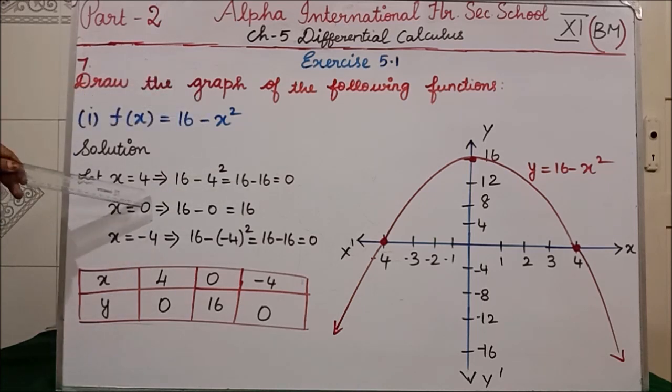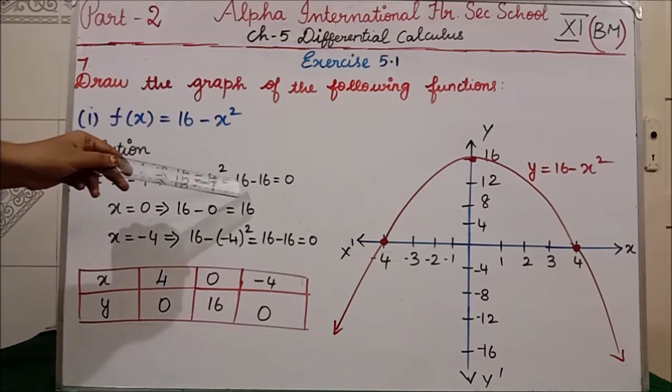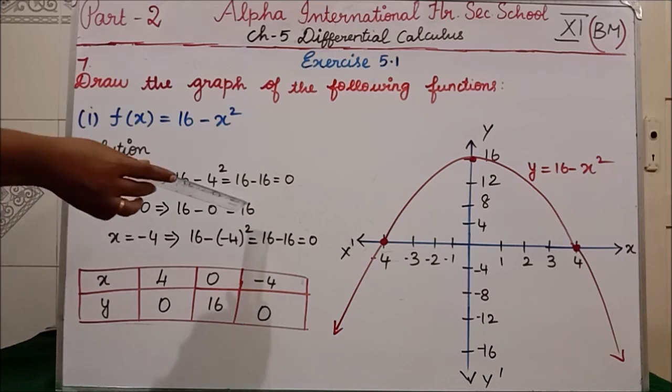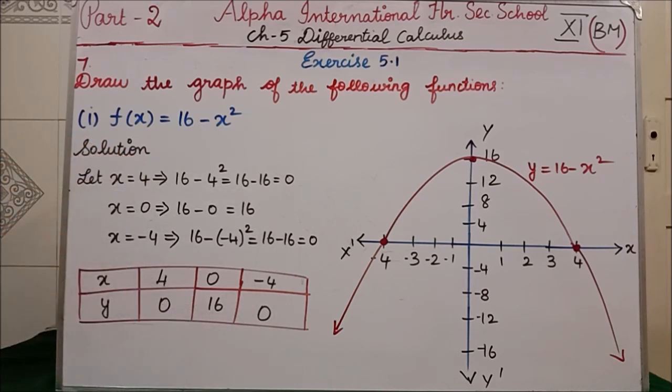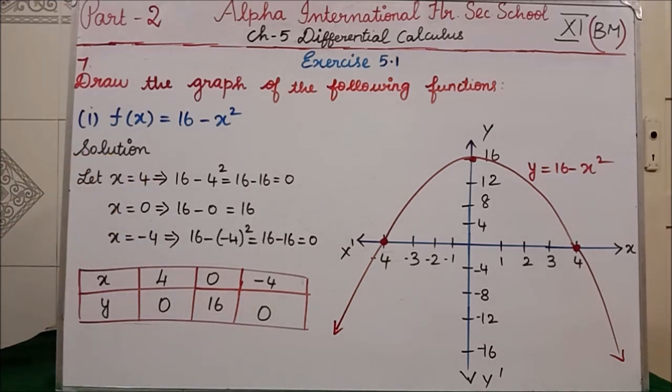Clear? Now I am giving x is equal to 4. 16 minus x, value of x is 4, so 4 square. The next step, 16 minus 16 is equal to 0. When I am substituting 4, what answer am I getting? 0. So plot that in the table. 4 means 0. Next I am going to substitute 0 in the place of x. So 16 minus 0 is what? 16. So when I substitute 0, I get 16. Next in the place of x I am going to put minus 4. So if I substitute minus 4, 16 minus 16 I am getting, which is equal to 0. So when I substitute minus 4 I get 0.